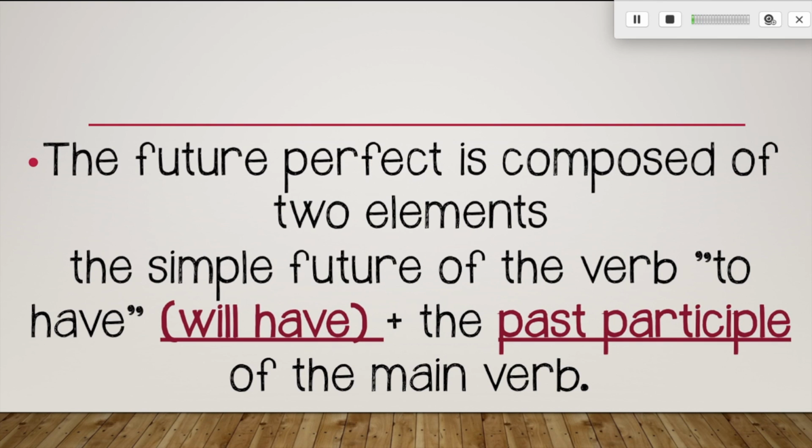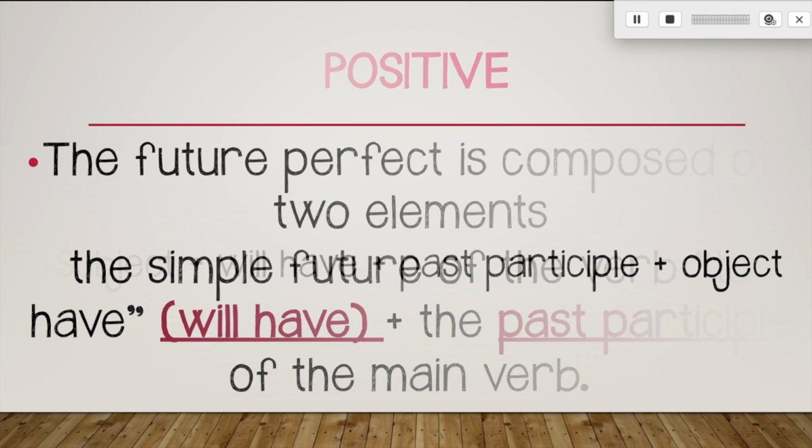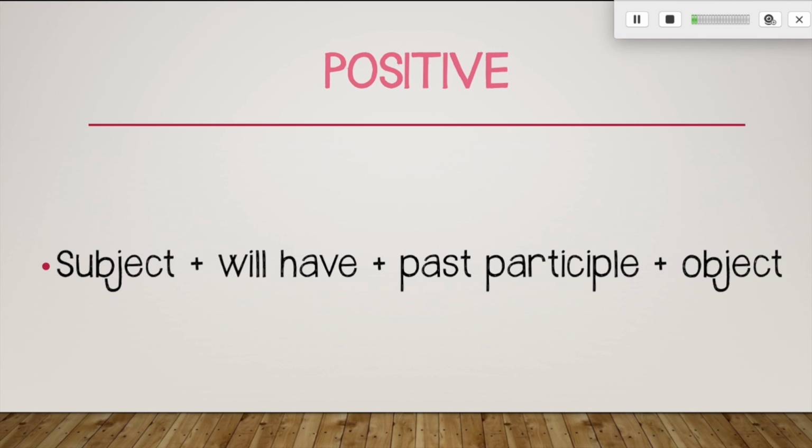Future perfect is composed of two elements. The first one is the simple future of the verb to have, that is, will have, and the second one is the past participle of the main verb. So, in a positive sentence, the order is: first the subject, then will have, then the verb in past participle, and at last the object. This is only in positive sentences.